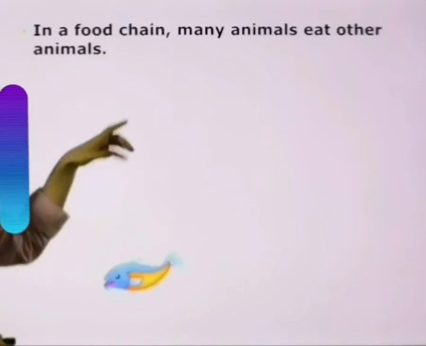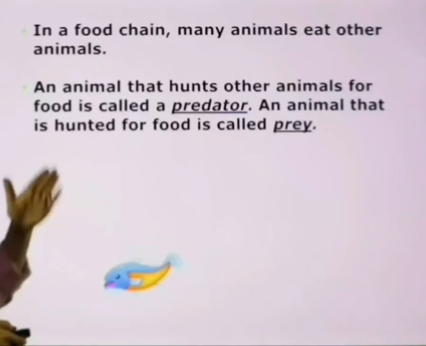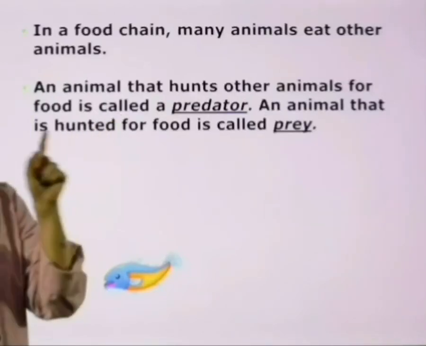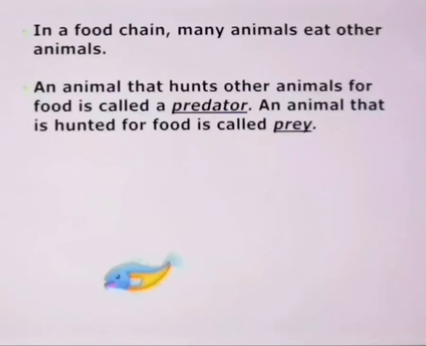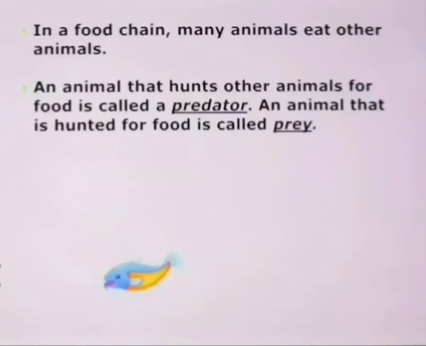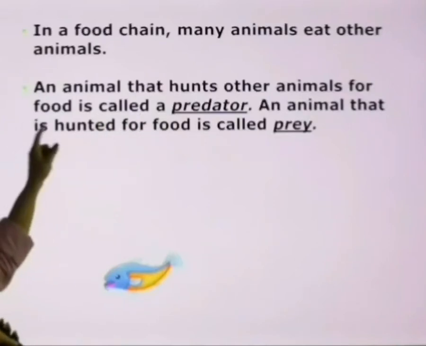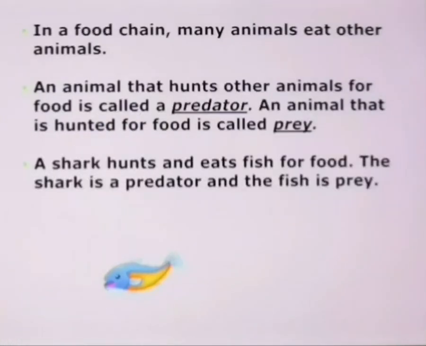In a food chain, many animals eat other animals. An animal that hunts other animals for food is called a predator. This is what we said last time. So a hunter is a predator, and the rabbit here is the prey. The lion is the predator. The deer is the prey. An animal that's hunted for food is called prey.